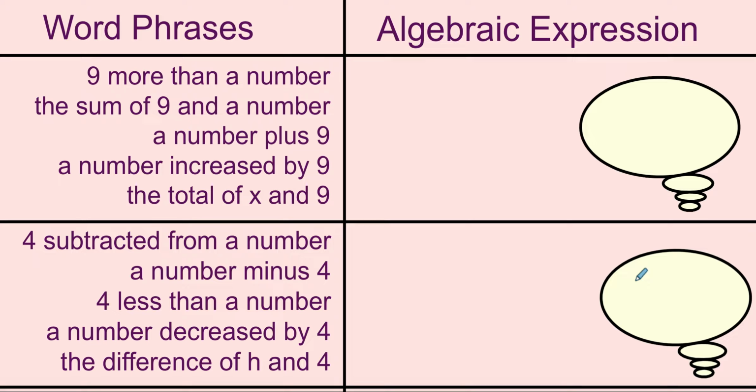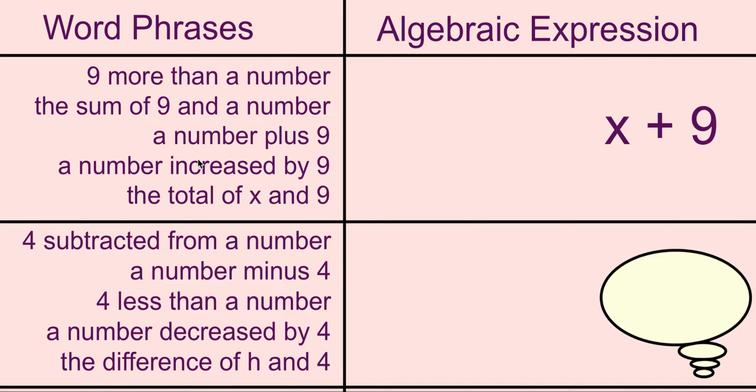Then down below, we have some example problems. We have these word phrases. This first word phrase are all of the same ways to say x plus 9. I could say 9 more than a number, the sum of a number and 9, a number plus 9, a number increased by 9, or the total of x and 9. Those are all different ways to say adding 9.